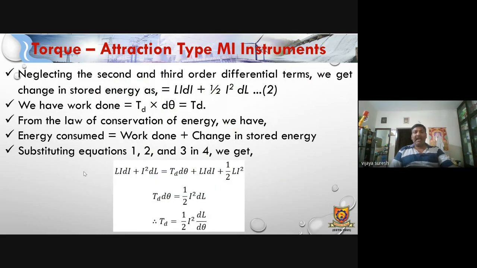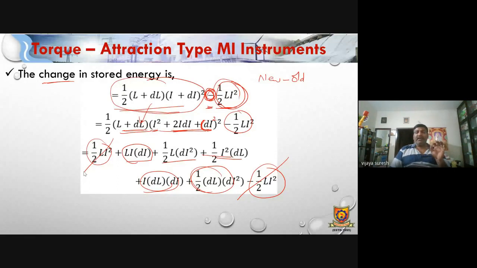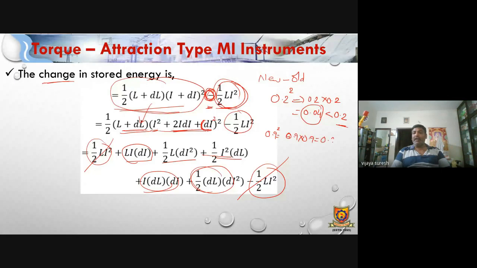Now di is nothing but a small change. If you multiply a small change by itself, the square of the small change becomes even smaller. I have already given the example, but once again, let us take 0.2. 0.2 square is 0.2 into 0.2, which is 0.04, which is less than 0.2. Keep that in mind: the squared value will be lesser than the actual value. Let us say 0.9 square equals 0.9 into 0.9, which equals 0.81, and 0.81 is less than 0.9.